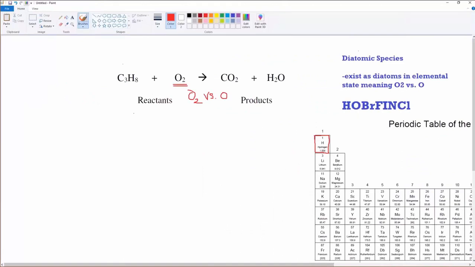Okay, so we've got these reactants and they go to form products, but there's something terribly wrong with what I've drawn here.